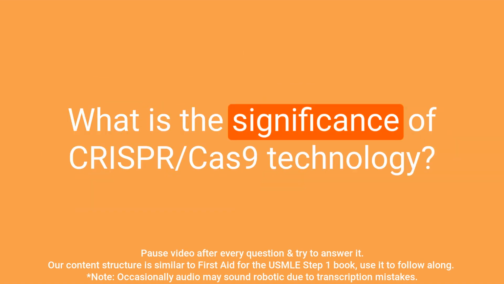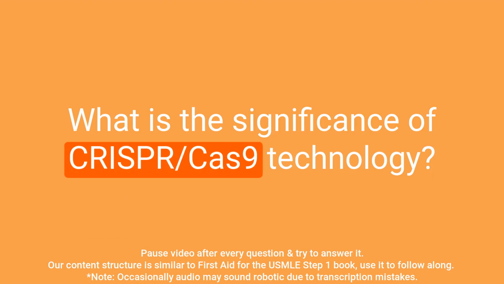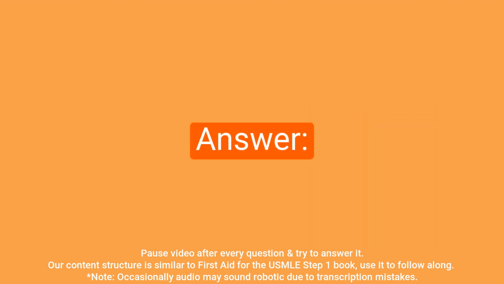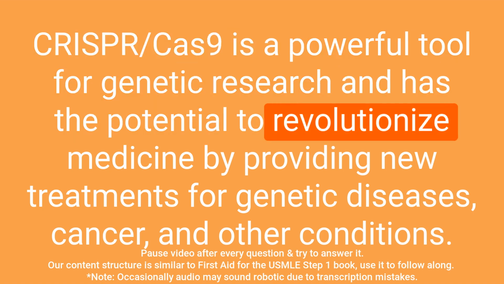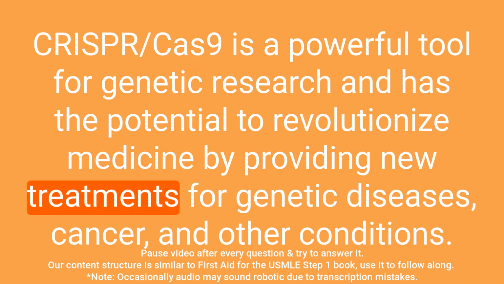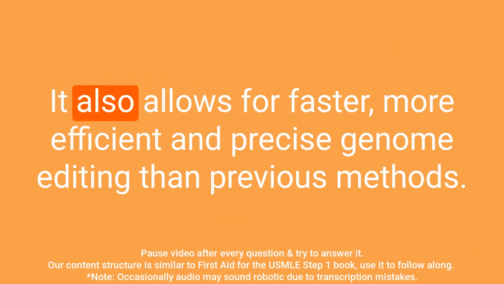Question: What is the significance of CRISPR divided by Cas9 technology? Answer: CRISPR divided by Cas9 is a powerful tool for genetic research and has the potential to revolutionize medicine by providing new treatments for genetic diseases, cancer, and other conditions. It also allows for faster, more efficient, and precise genome editing than previous methods.